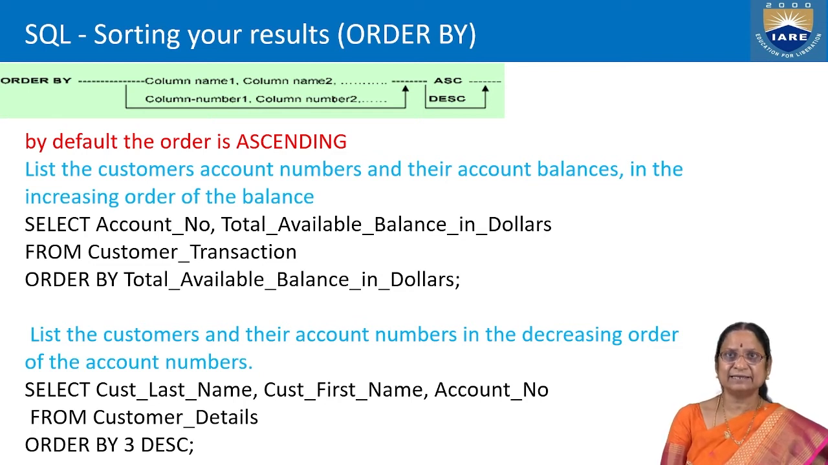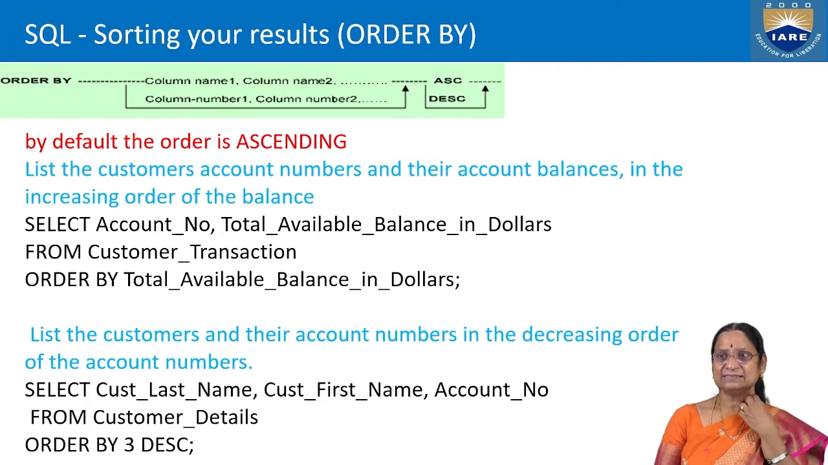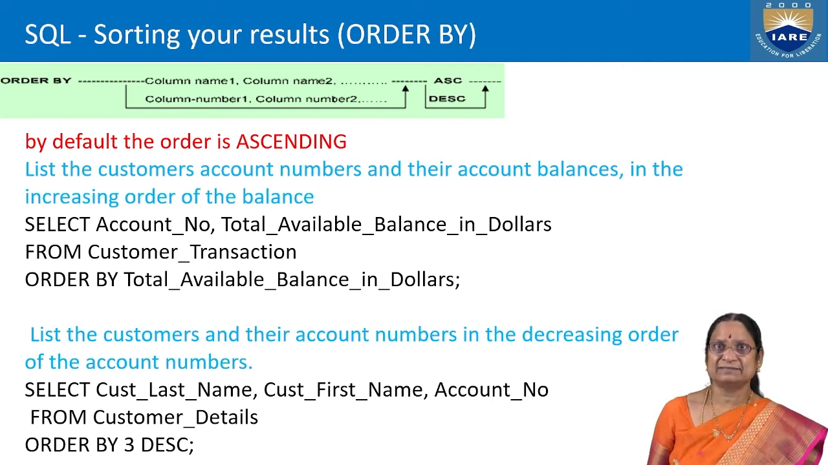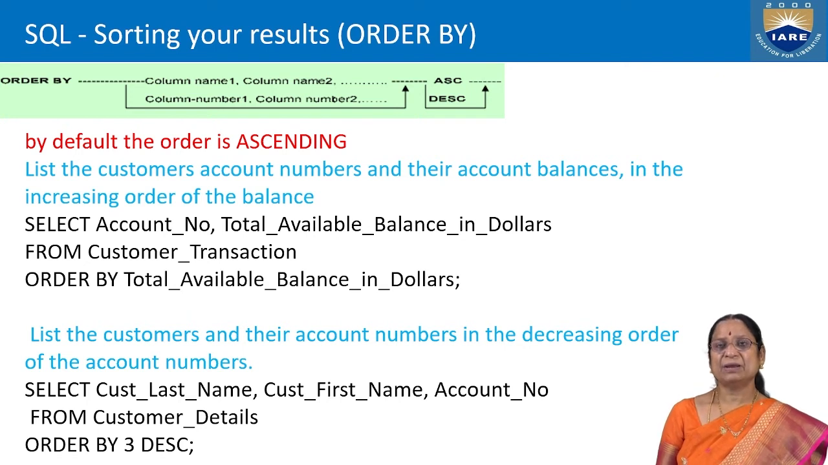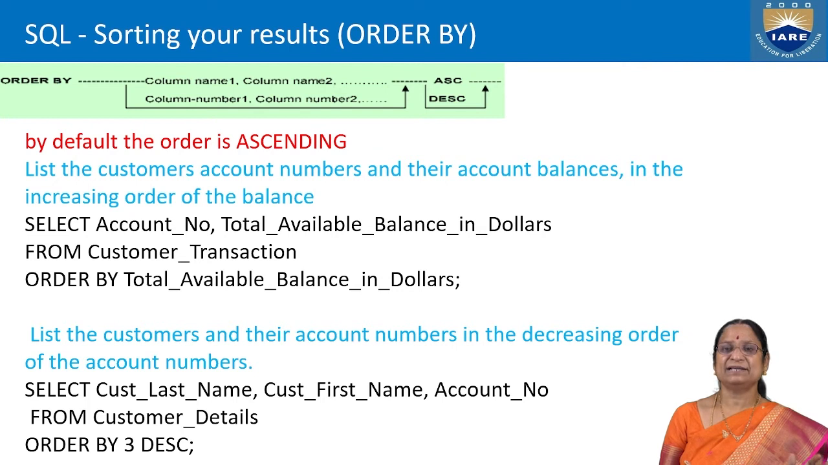I'll select the attributes that need to be displayed: account number, total available balance. Where was this data stored? It was stored in customer transactions, and the results are ordered by total available balance. I am not specifying any order, ascending or descending. If I am not specifying, by default it is ascending, so I'll get ascending only.